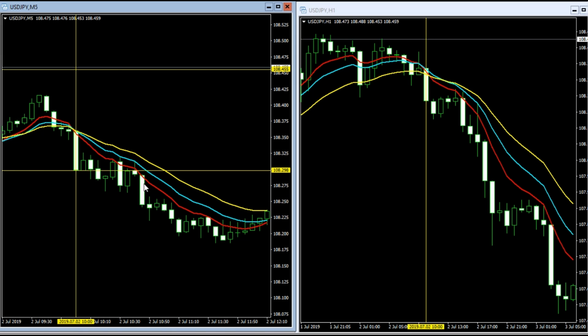Now let's see what's the distance, what's the risk, what are we risking? We are risking 15.7 pips. So we will take our first take profit 15.7 pips, which is going to be 108.14.